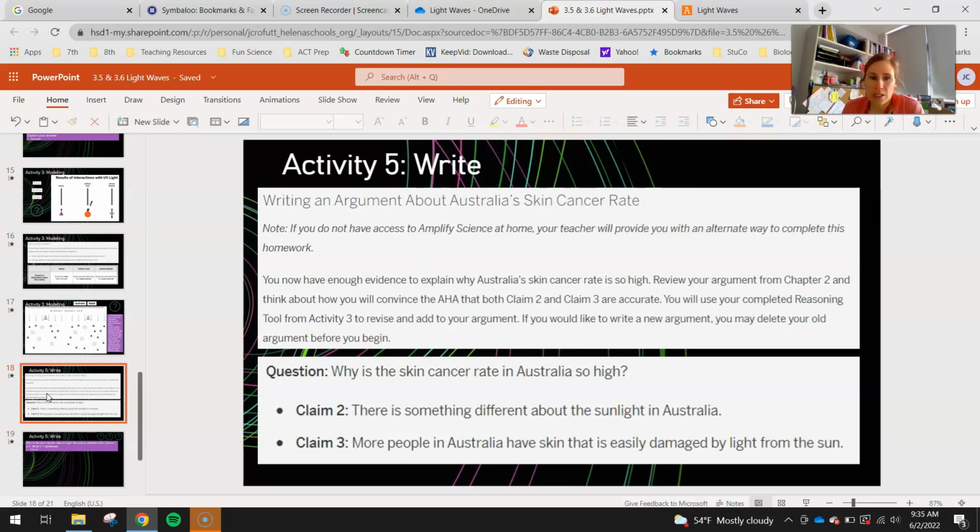You will use your completed reasoning tool from activity 3, which we didn't do, to revise and add to your argument. If you would like to write a new argument, you may delete your old argument before you begin. You guys are starting from scratch, so I wouldn't worry about any of that. Okay, just to revisit claim 2, there is something different about the sunlight in Australia. Fair. Okay, claim 3, more people in Australia have skin that is easily damaged. So I want you guys to talk about both of those claims because there's some truth in both of them.